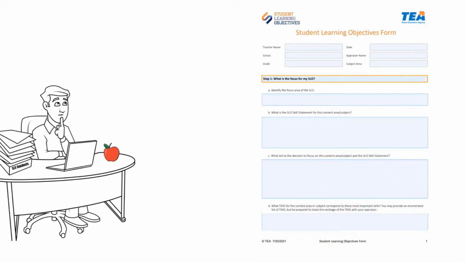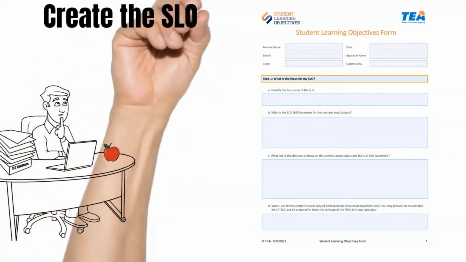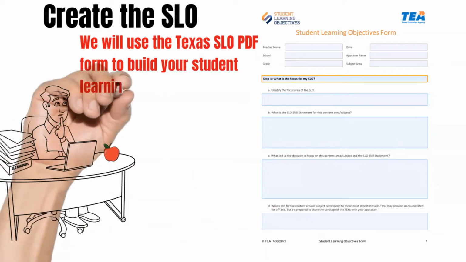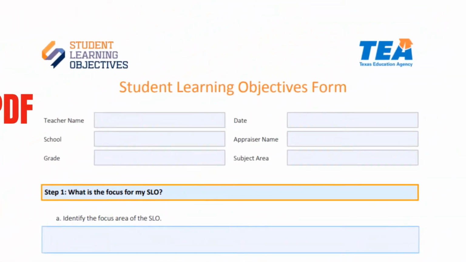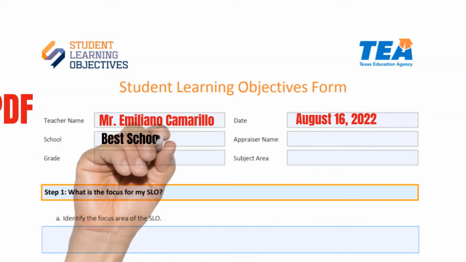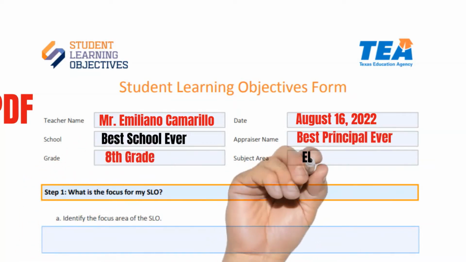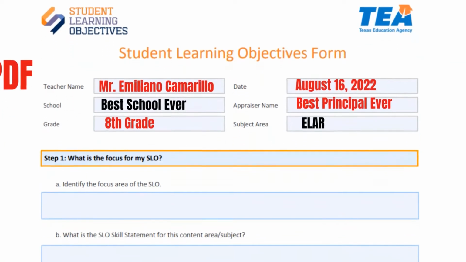The last part of this training will help you learn how to fill out your student learning objectives form, while providing you with a couple of tips on best practices for the SLO process. The top of the form is pretty self-explanatory. It includes your name, the date of the SLO, your school name, your appraiser's name, and finally, the grade and subject area of the student learning objective class that you've chosen to focus on.